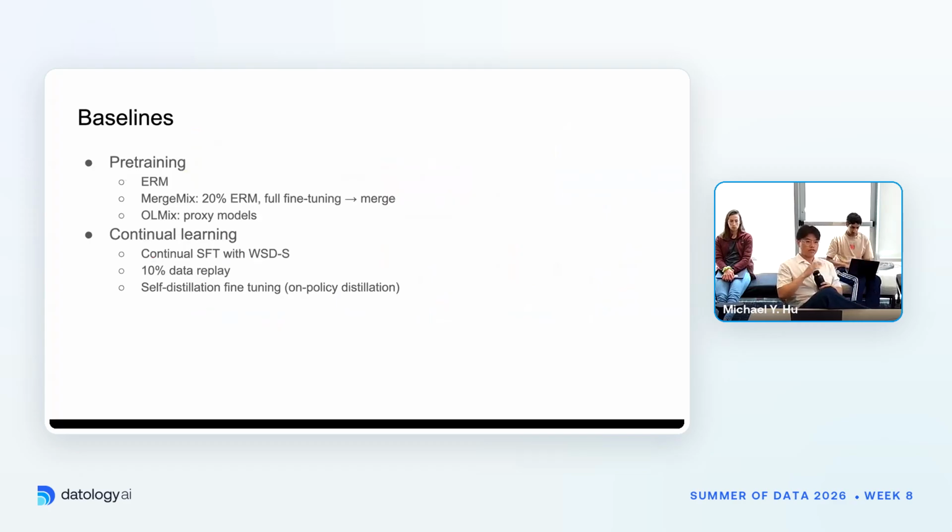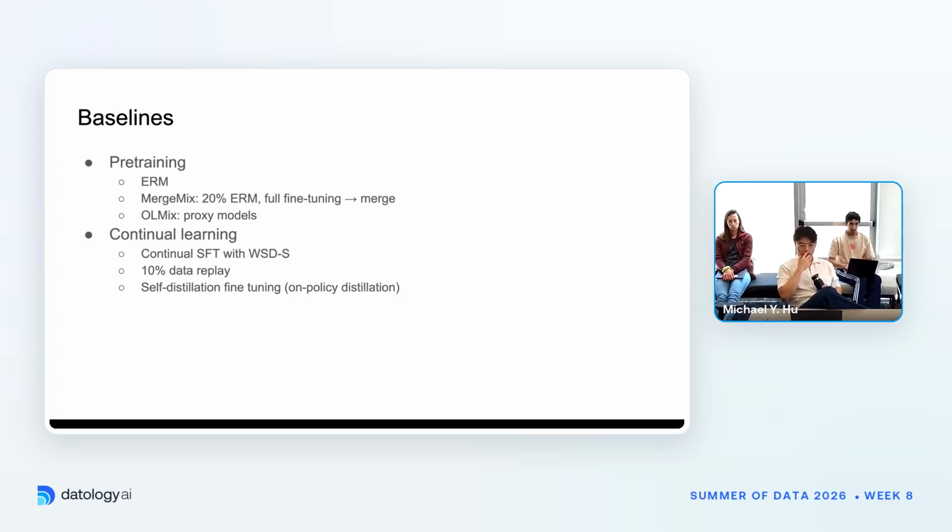Okay, and then we did some pre-training and continual learning experiments. For pre-training, we do the doing-nothing baseline, or ERM. We also do merge mix, which is technically not supposed to be done for pre-training, but for our case, we do 20% ERM as a warm-up, and then we do the merging. So this is sort of like our algorithm, but with full training instead of the LoRA. And then we do a proxy model variant where we try n squared or k squared different proxy models and then fit the regression from there.